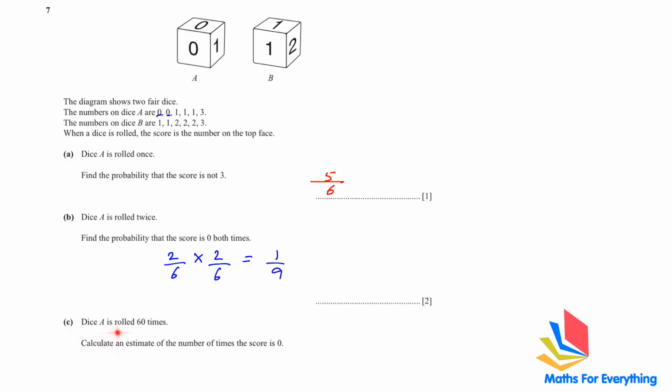Part C, dice A is rolled 60 times. Calculate an estimate of the number of times the score is 0. The probability of scoring a 0 is 2 over 6 times 60 because we are rolling the dice 60 times. This will give us 20. So that's the answer.